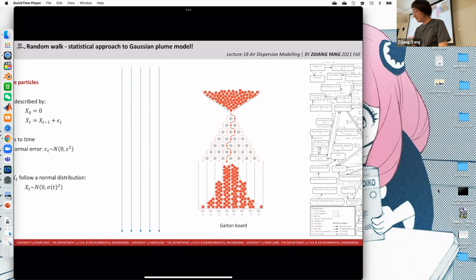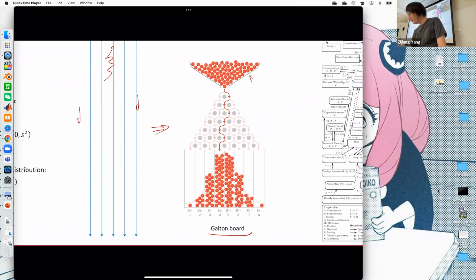So if we make this main field a vertical field, and if we have a particle here, this process is pretty similar to what we have seen in statistics class, and this is a Galton board. So we have many balls, and the number will be something like this. Do you guys remember what's the distribution of the number of balls in here? Do you guys remember? No. So this distribution is a binomial distribution.